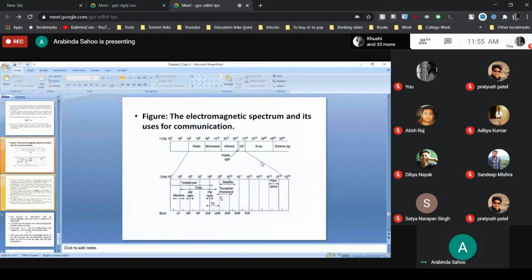And if you compare, for fiber optics the frequency band is maximum, having larger bandwidth. The bandwidth associated with fiber optics is around 10 to the power 14 to 10 to the power 15, which is more as compared to other communication. That's why the data rate in the case of fiber optics is maximum as compared to other communication.